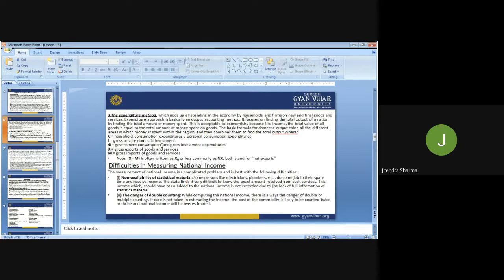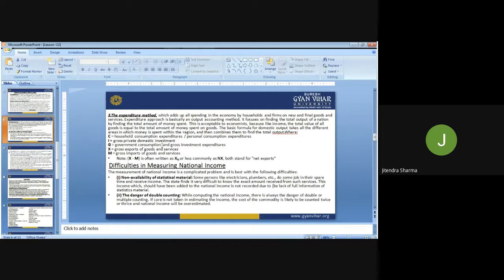Difficulties in measuring the national income. What are the hurdles while we are measuring the national income? The measurement of national income is a complicated problem, and it is beset with the following difficulties. Non-availability of statistical material. Some persons like electricians, plumbers, etc., who have some other job, spare time and receive income. The state finds it very difficult to know the exact amount received from such services. This income, which should have been added to the national income, is not recorded due to the lack of full information of the statistical material. These are just two examples; otherwise, we have plenty of examples where we are helpless. We are not in a position to calculate their earnings. That is why we are not able to find out the exact national income of the country.